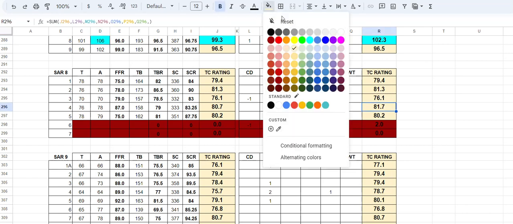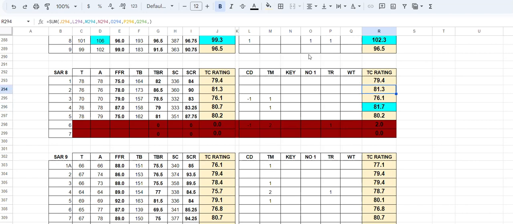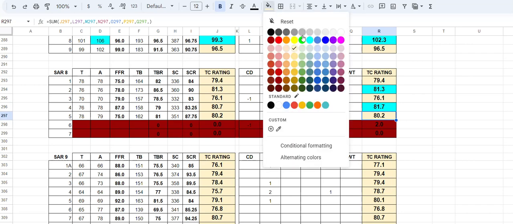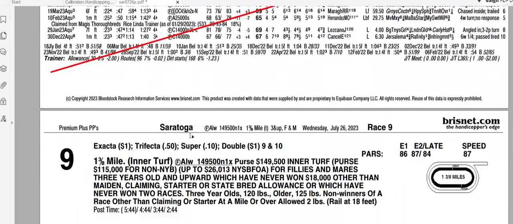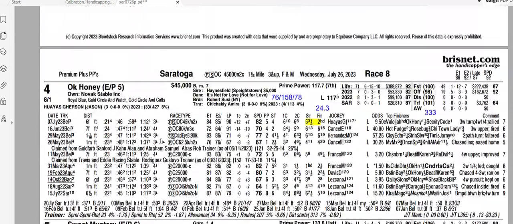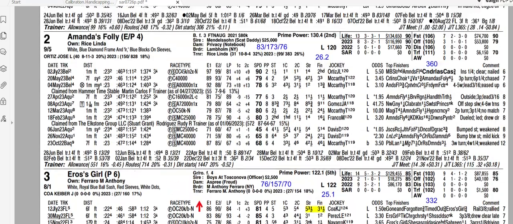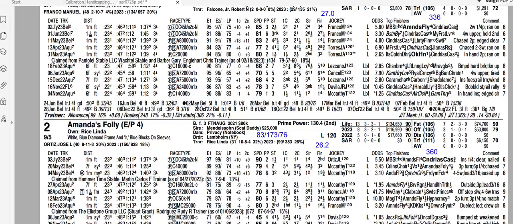4, 2, 5, and 1. Okay, not much help here. I mean, pretty much the same. 4, 2, 5, 1, 1, 2, 4, 5. Look at the odds, morning line. 5 was 5 to 2, 8 to 1 on the 4. This guy hasn't had a win yet at Saratoga. He's an apprentice. 5 to 1, 9 to 5.